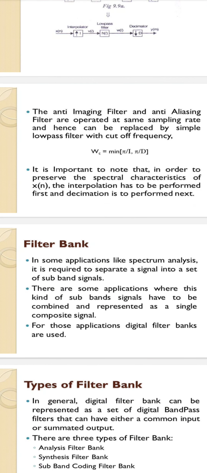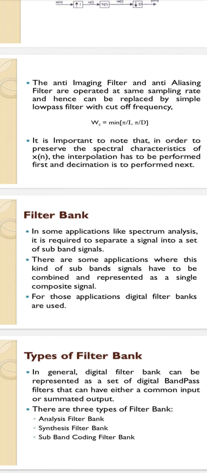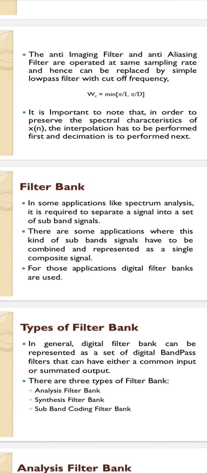The anti-imaging filter and anti-aliasing filter operate at the same sampling rate and hence can be replaced by a simple low pass filter with cutoff frequency omega c equal to minimum of pi by I, pi by D. It is important to note that in order to preserve the spectral characteristics of x of n, the interpolation has to be performed first and decimation is to be performed next.